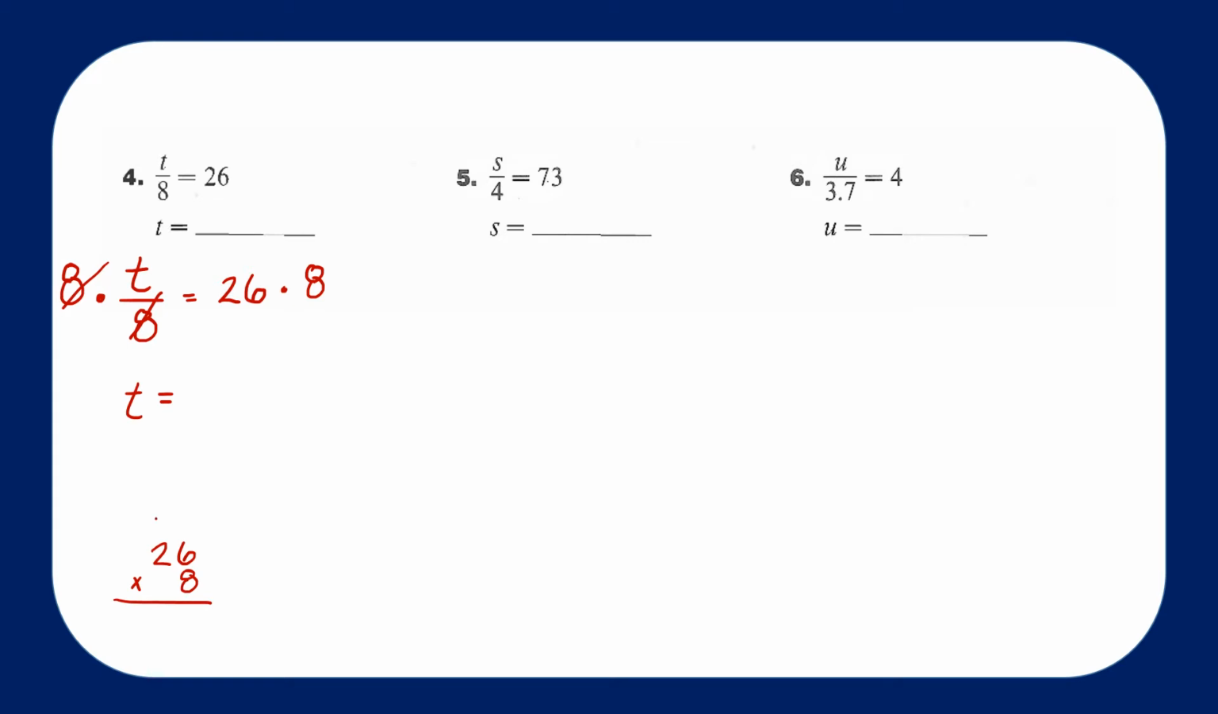8 times 6 is 48. 8 times 2 is 16, 17, 18, 19, 20. So our answer is 208.